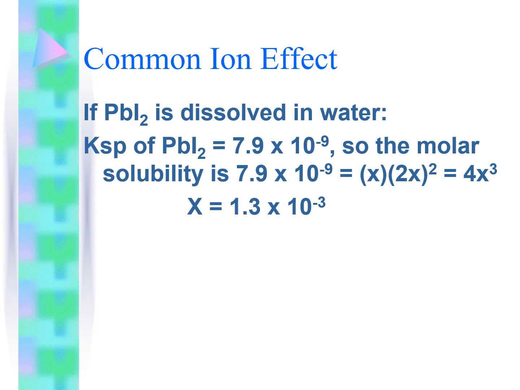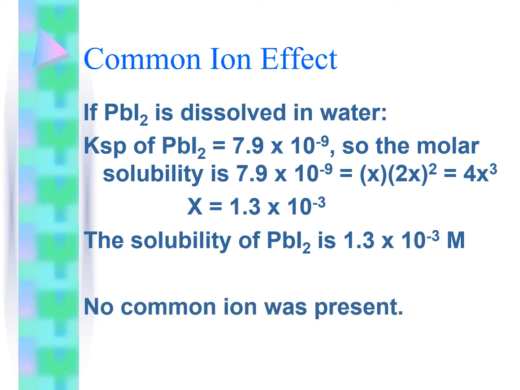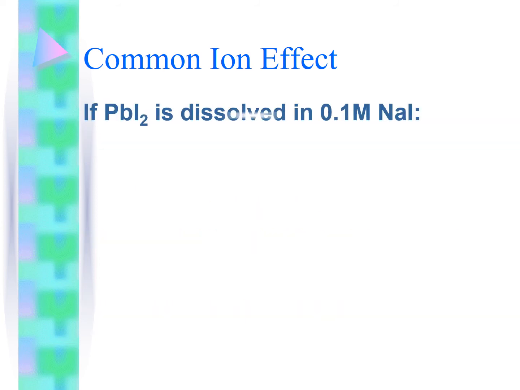That's going to be the change in the concentration of the lead ions that will dissolve. You're going to end up with 1.3 times 10 to the negative 3 moles per liter in the solution. So you must have dissolved 1.3 times 10 to the negative 3 moles per liter of lead iodide. There's no common ion that's present here. But let's say we dissolve it in 0.1 molar sodium iodide.